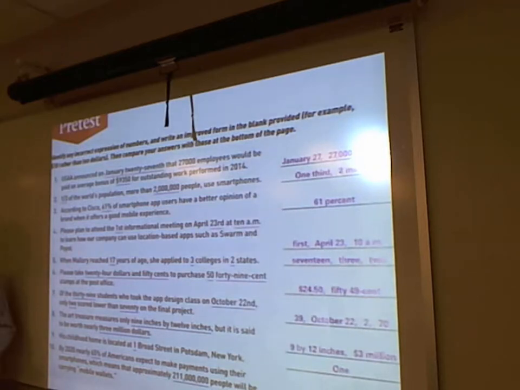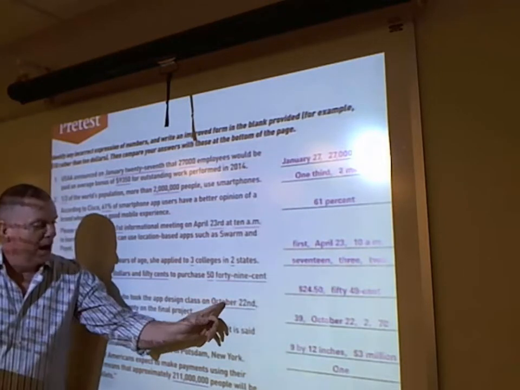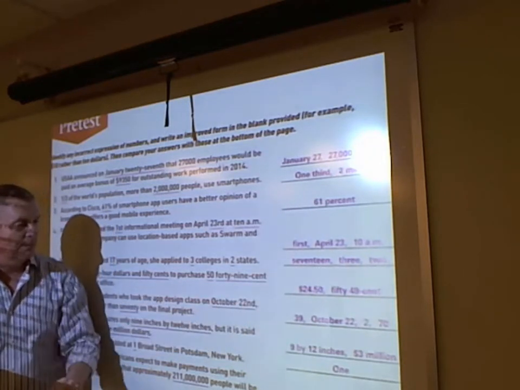Okay, then number 7, of the 39 students who took the app design class on October 22nd, only 2 scored lower than 70 on the final project. So 39 is a number that's greater than 10, so we're going to use it as a figure. And then the date is October 22 because it's associated with a month. So there's 39 and October 22.